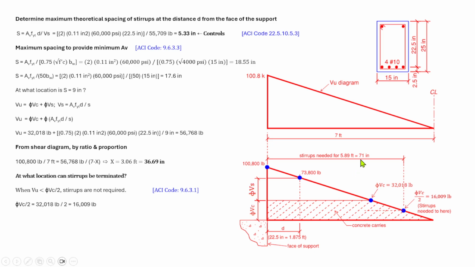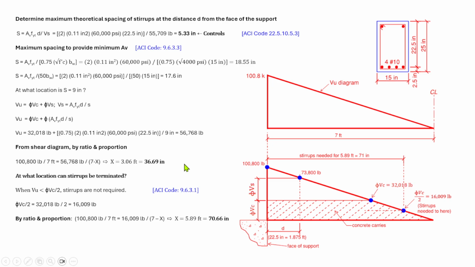So we'll check how we came up with this 71 inches. Here, by ratio and proportion, the same pattern as what we have calculated here. So 100,800 divided by 7 is equal to 16,009 pounds divided by 7 minus x. So x is equal to 5.89 feet, which is equal to 70.66 inches. So that is rounded up to 71 inches. This is the location where we need to provide the stirrups.